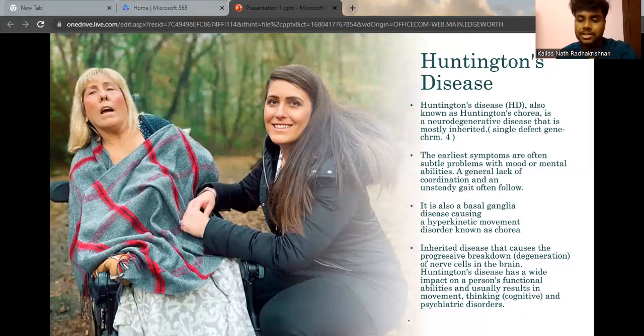It is a basal ganglial disease causing a hyperkinetic movement disorder known as chorea, and an inherited disease that causes the progressive breakdown of nerve cells in the brain. This disease has a wide impact on a person's functional abilities and usually results in movement, thinking, and psychiatric disorders. As this disease advances, the uncoordinated involuntary body movements of chorea become more apparent. The physical abilities gradually worsen until coordinated movement becomes difficult and the person is unable to talk. Mental abilities generally decline into dementia. The specific symptoms vary somewhat between people.